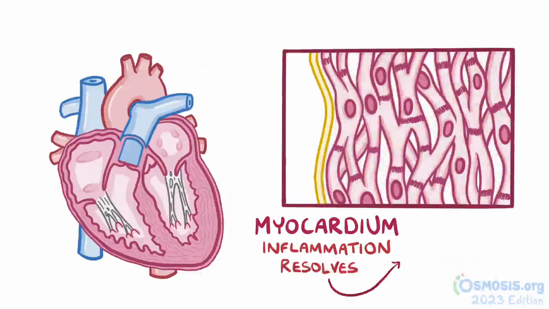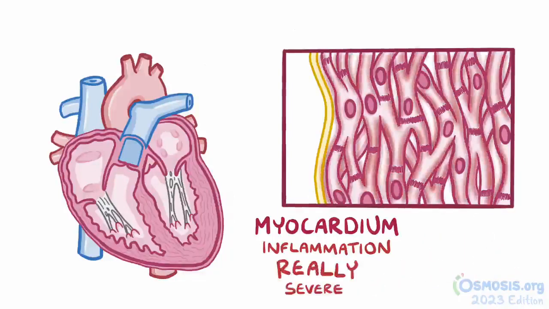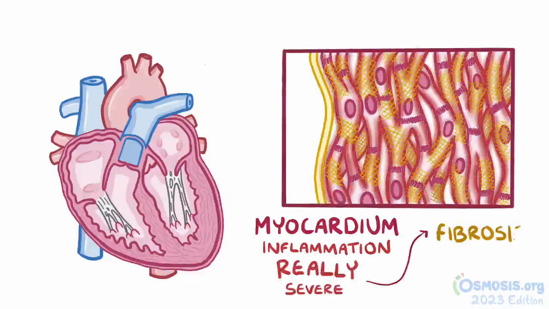Once the inflammation resolves, the heart contraction typically returns to normal, but occasionally, when the inflammation is really severe, it can cause fibrosis or scar tissue in the myocardium. Scar tissue doesn't contract normally, so if that happens, it can cause long-term problems with heart contraction.